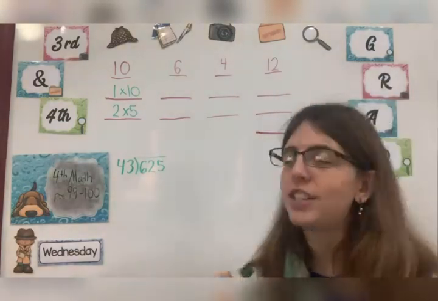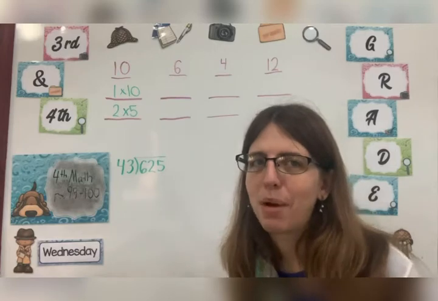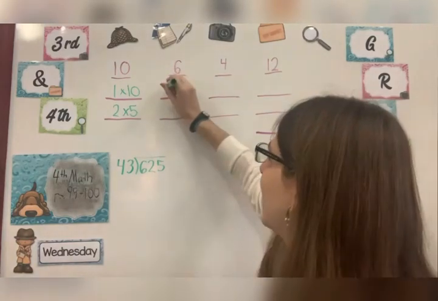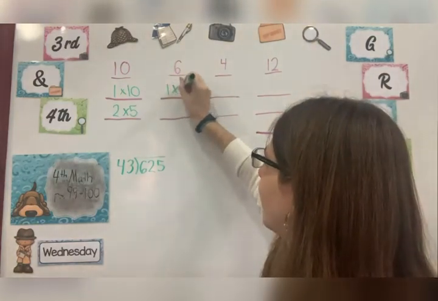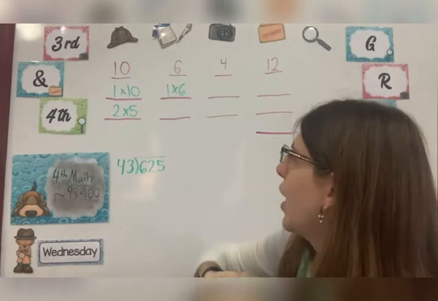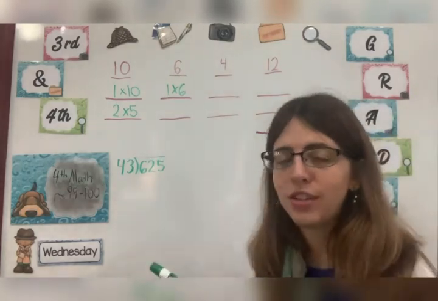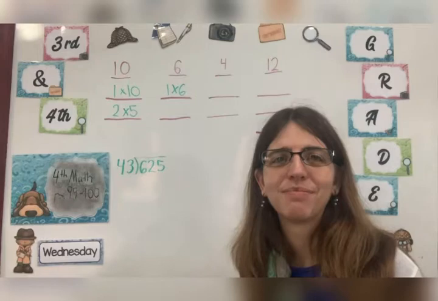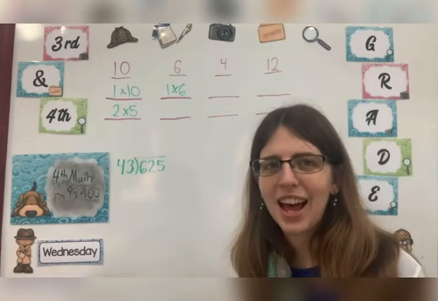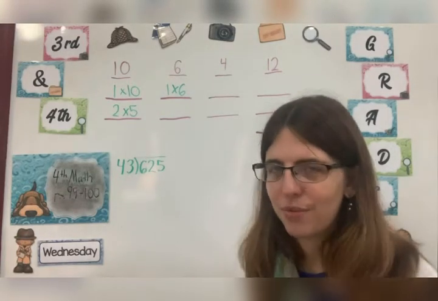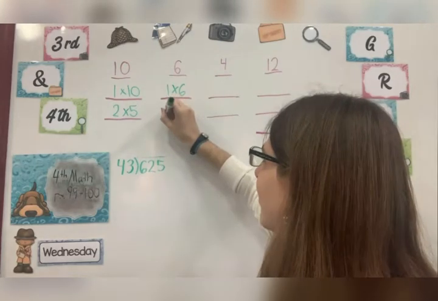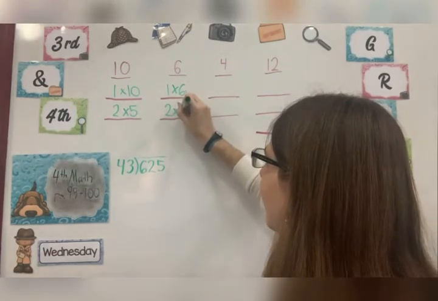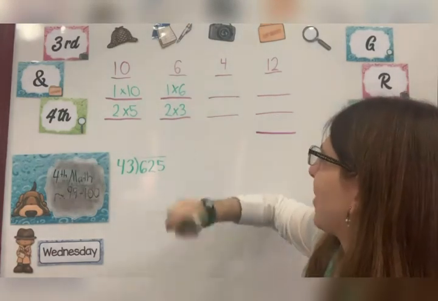6. Let's always start with 1. 1 times what? 1 times 6. Okay, then let's try 2. Does 2 times something equal 6? Yeah, 2 times 3. And that's it, we're done.